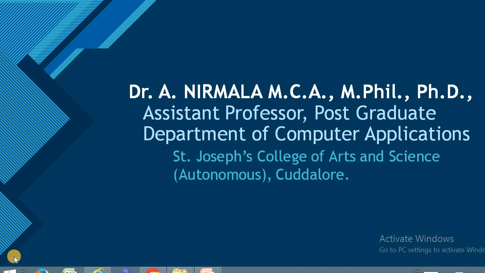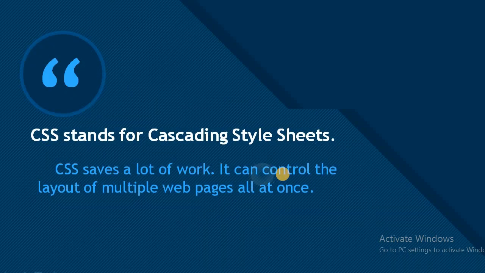Dear students, in this session we will discuss the different types of CSS style sheet. CSS stands for Cascading Style Sheet. Here CSS provides a layout for multiple web pages. Once you design a style sheet, you can implement it anywhere, so it saves a lot of work and also time.